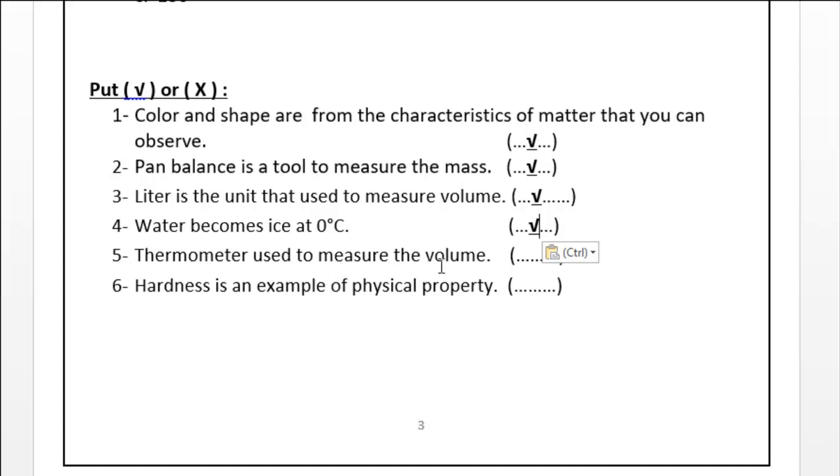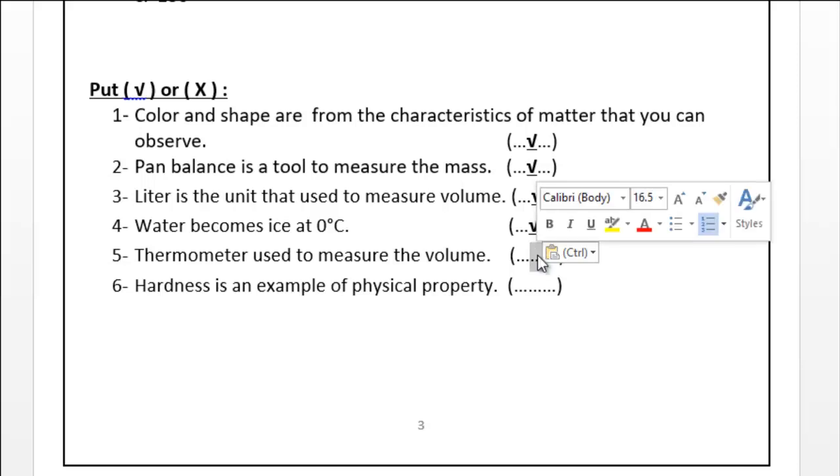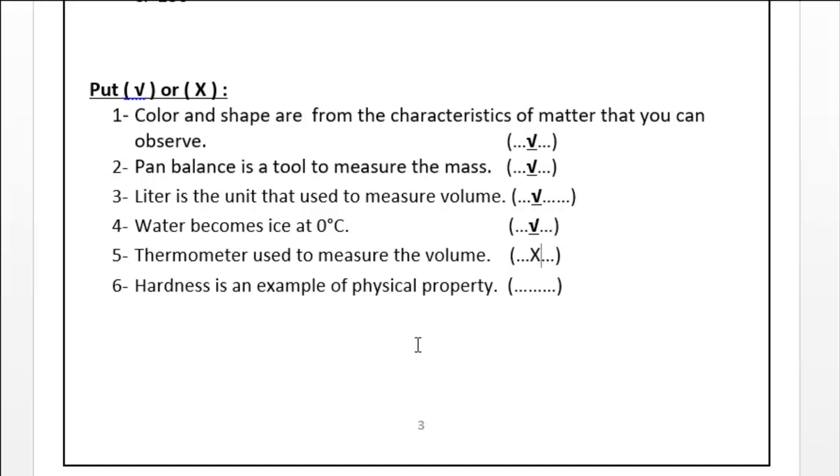A thermometer is used to measure the volume. No, a thermometer is used to measure temperature. Yes, a thermometer is used to measure temperature. Hardness is not an example of a physical property. This is false. Yeah, that's right, hardness is a physical property.